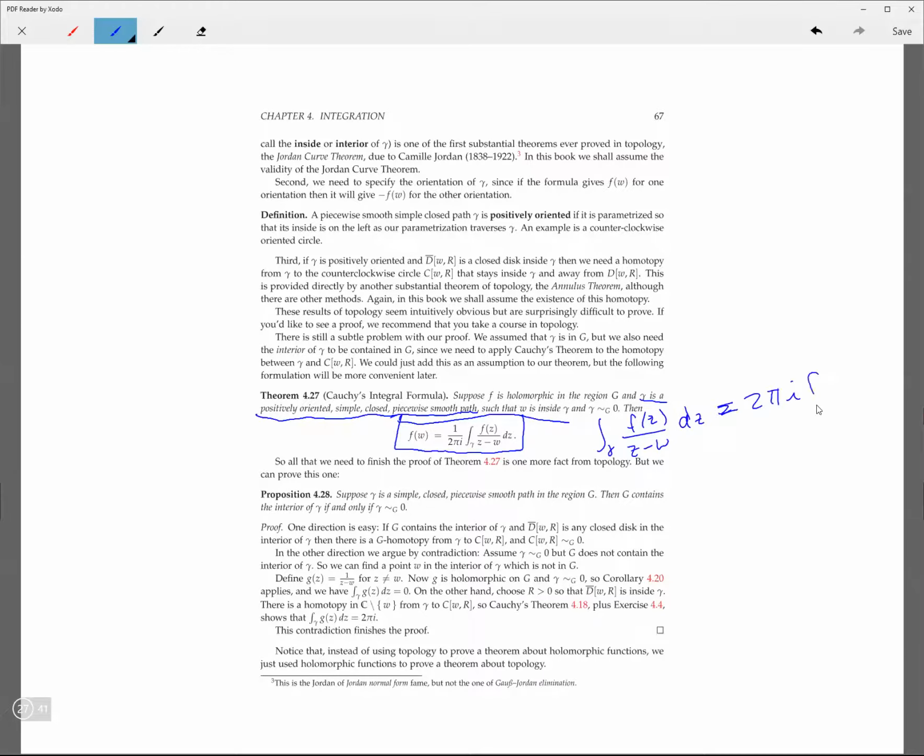2 pi i f of w. It's supposed to be equal. Fix that.